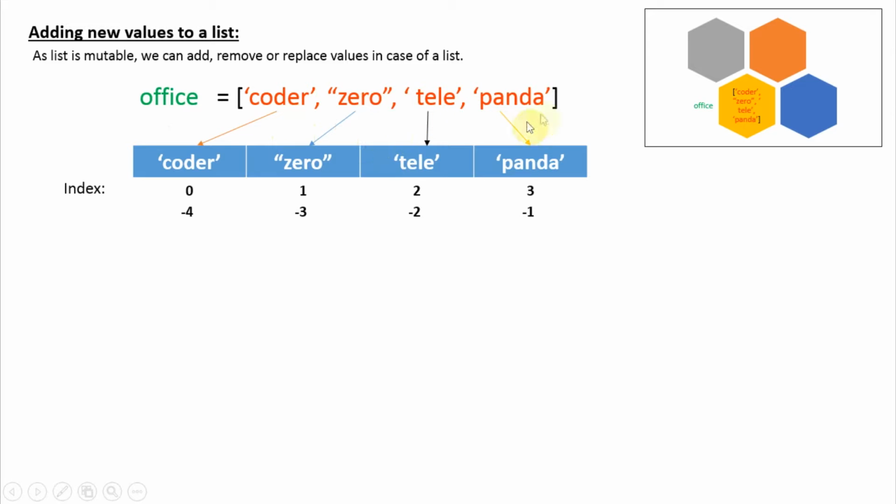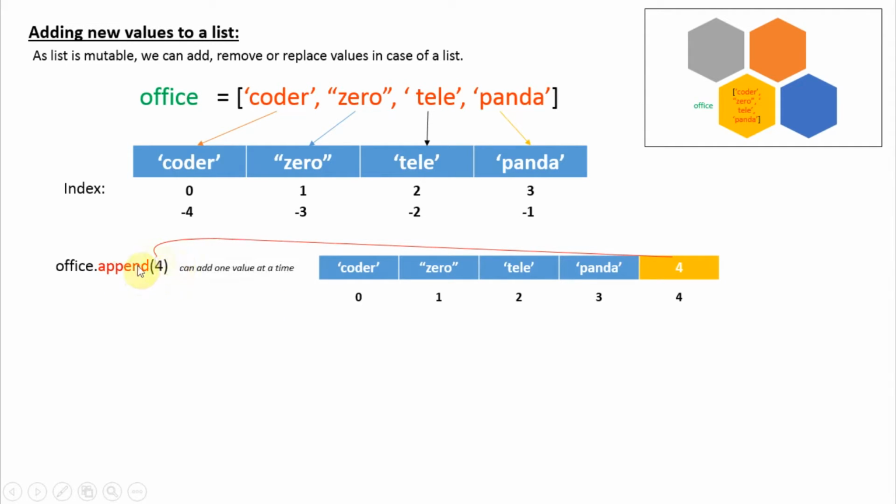So to add one item to a list, we could do it like this. We could use append(4). Here 4 is the value we want to add to the list office. And you can see here that the 4 will be added at the end of the list. Another thing you have to notice is that append can add one item or one value at a time.